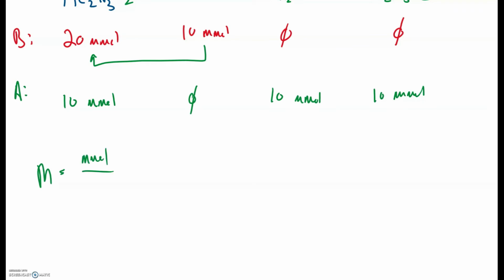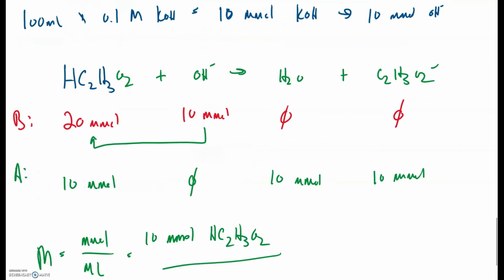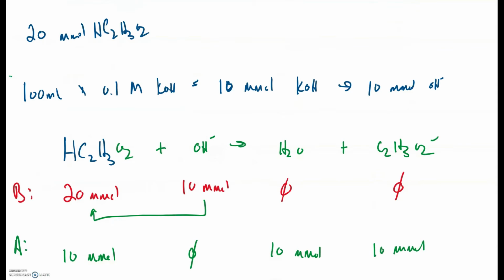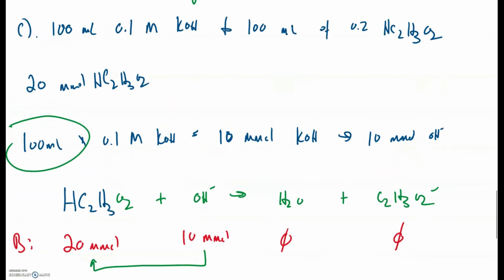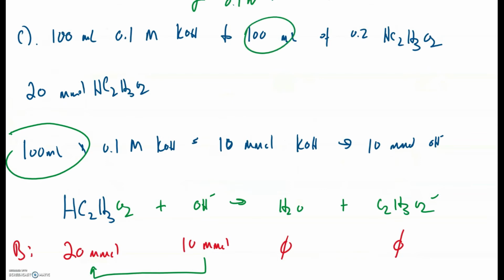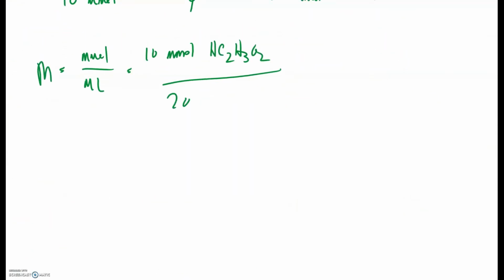Molarity is equal to millimoles over milliliters. We've got 10 millimoles of acetate. Since we've added 100 mils of our base to 100 mils of our acid, our new volume is 200 milliliters. And it's always good to have a calculator just to be sure. This is 0.05 molar acetic acid, and let's do the same for our base.